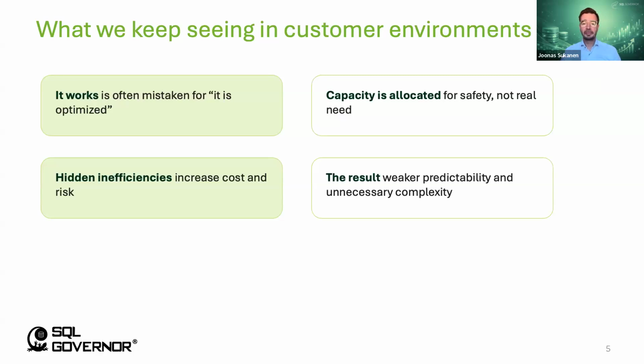At the same time, structural inefficiencies can remain hidden in the background and weaken the predictability. So the issue is rarely that people are doing something wrong. More often, the environment has simply evolved into something that is no longer easy to understand through traditional monitoring alone.